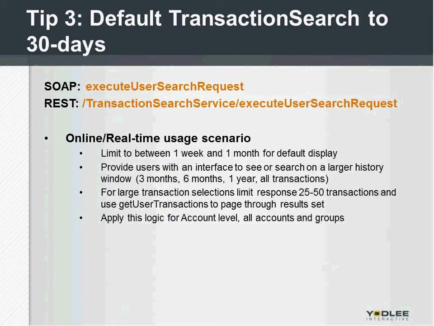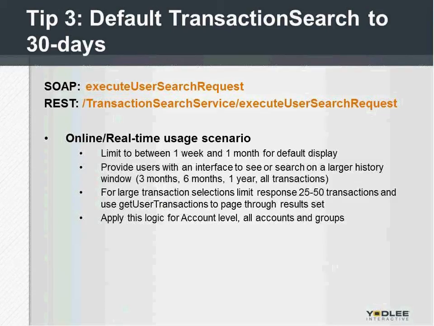For online or real-time usage, so if you're using the API real-time to present data to your customers, our recommendation is to limit the response of transaction search to between 1 week and 1 month as the default for display. This is a best practice that's pretty common across most banks and online banking websites. And we recommend this because most customers really want to see their most recent transactions. That's by default what they're looking for when they want to see their transactions.